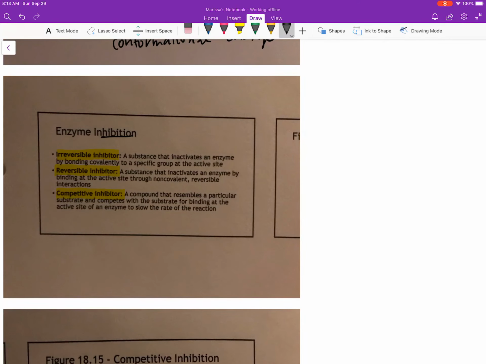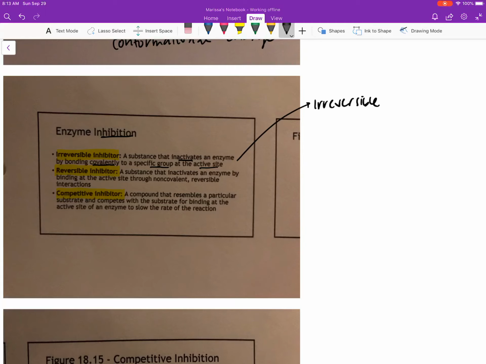An irreversible inhibitor is a substance that inactivates an enzyme by bonding covalently to a specific group at the active site. So the active site on the enzyme is going to be inactivated, or essentially closed for business. And it's called irreversible because this is not reversible.